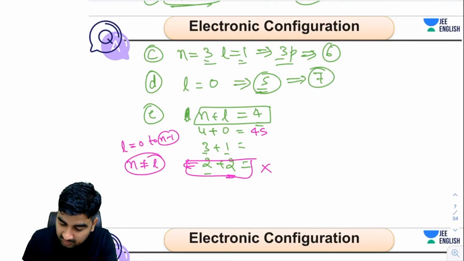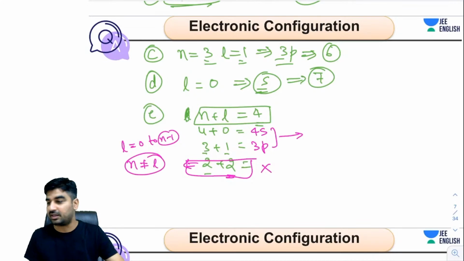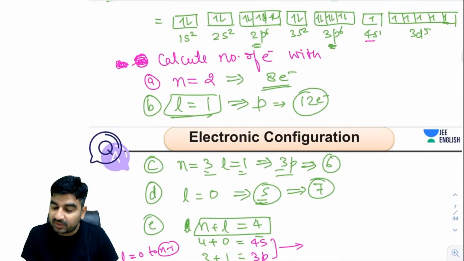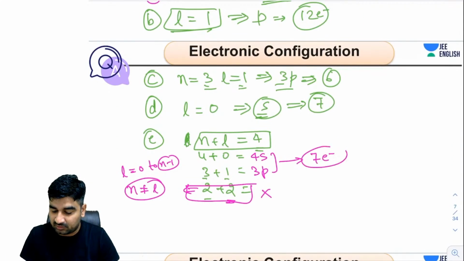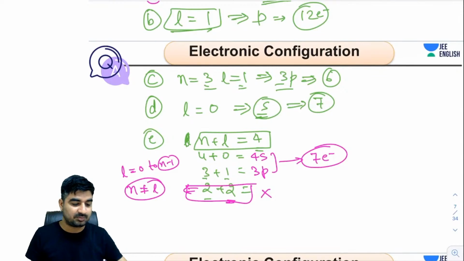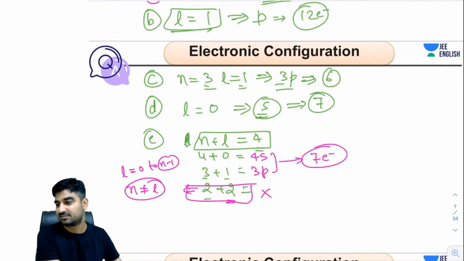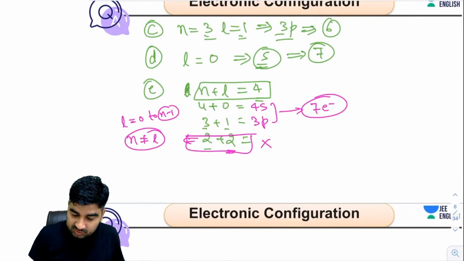It means 4s and 3p. So how many electrons are there? In 4s there is one electron, and in 3p there are 6 electrons. So overall there are 7 electrons. If you have any doubt, then please ask. It was tough. Any doubt? Okay.